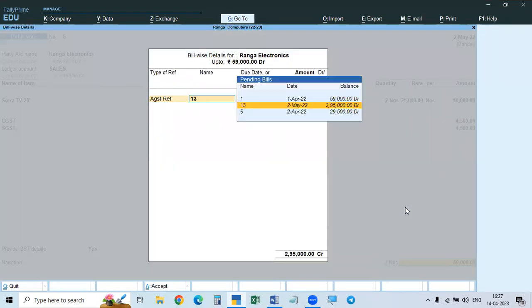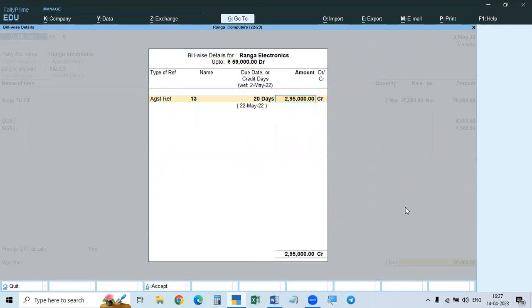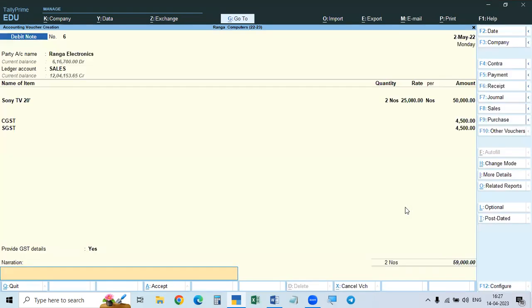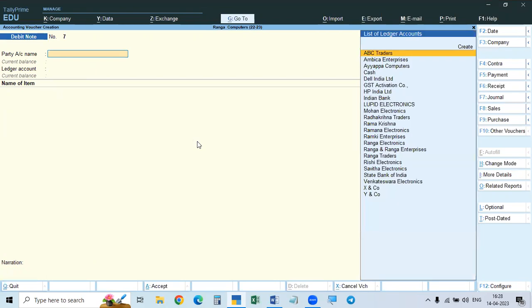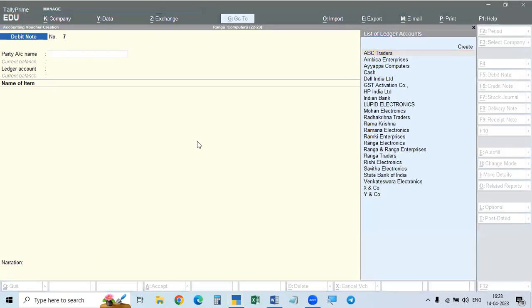59,000 rupees, we have to take 59,000 rupees. Here it is showing as credit, but debit is the account, because we are increasing his account. That's why we are issuing a debit note. Issuing a debit note means the account is debited. The same thing applies here as well.